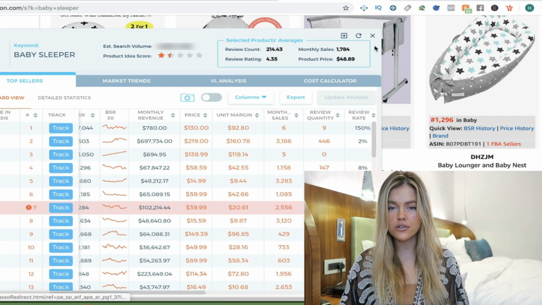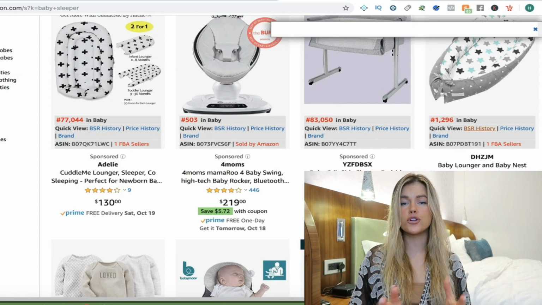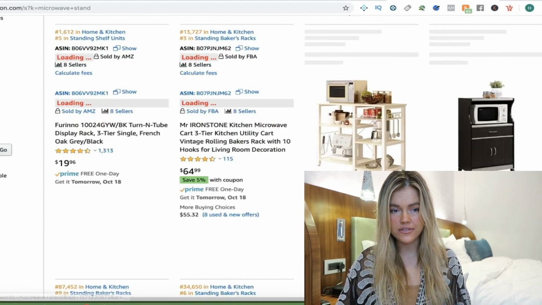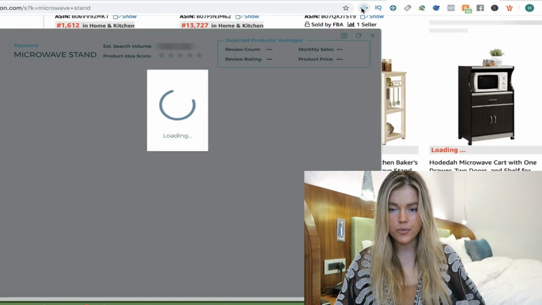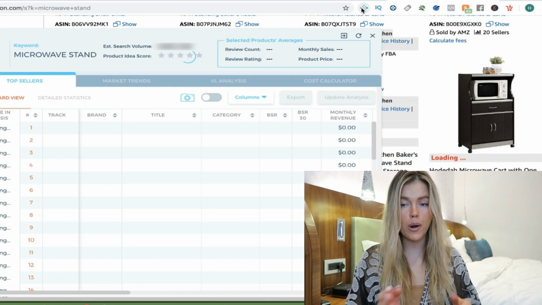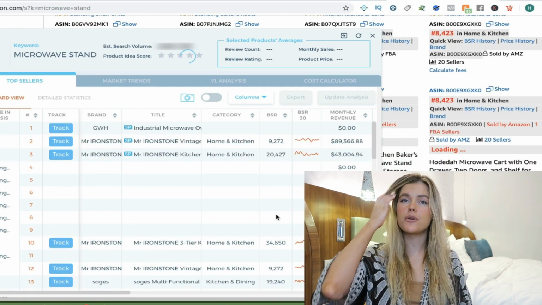I would probably look into this market, but again, I wouldn't put it at the top of my list. Again, it would be closer to the bottom. What is a microwave stand? This is interesting. So again, a larger product, if we were to source this, it'd probably be expensive. You'd for sure have to do sea shipping. But again, if the market is good, the market is good.